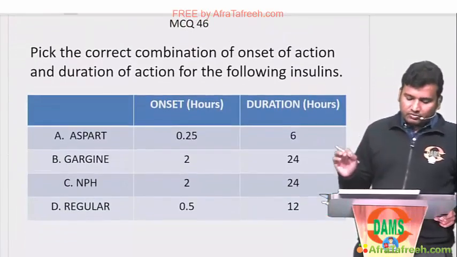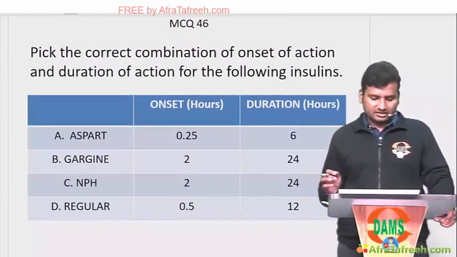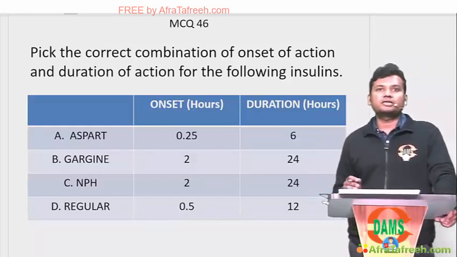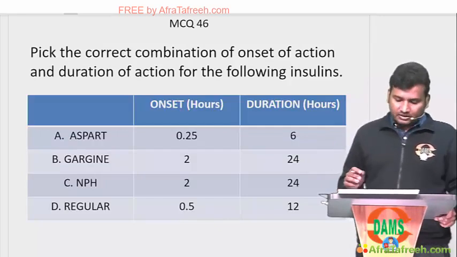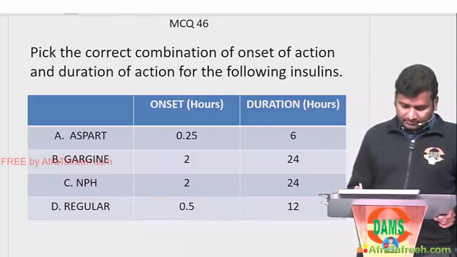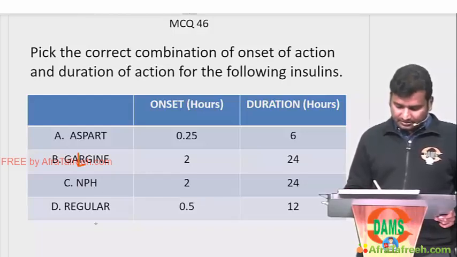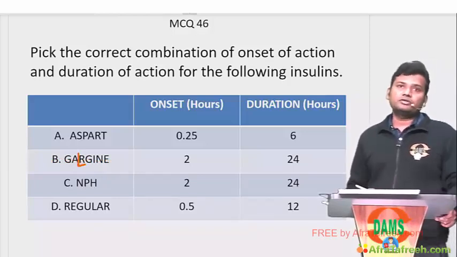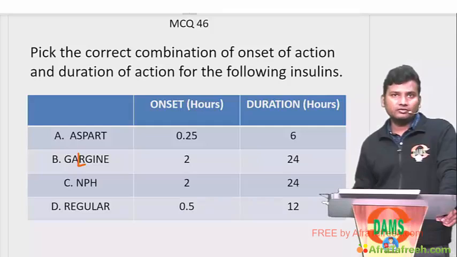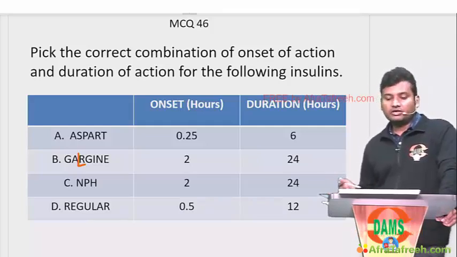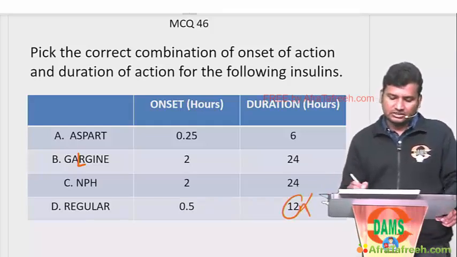Pick the correct combination of onset of action and duration of action for the following insulin. A direct MCQ from the table of Harrison. Aspart, glargine, NPH and regular. So which one is correct? You have to remember the most important, regular. Regular action starts in 0.5 hours, but it will work for 6 hours. So it is wrong.